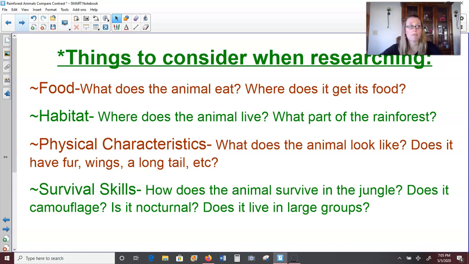If you're able, you could even print out the articles that you're reading and highlight important facts right on the page. So some things to consider are the food. What does the animal eat? Where does it get its food?